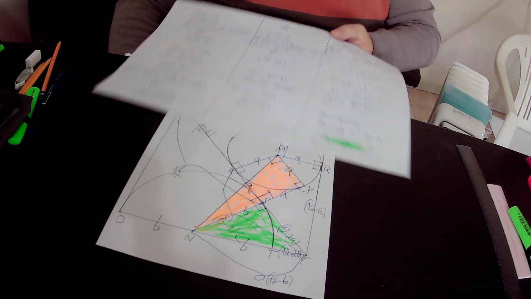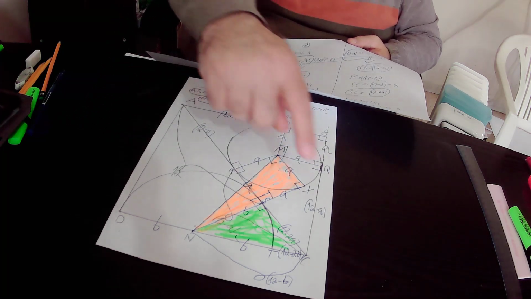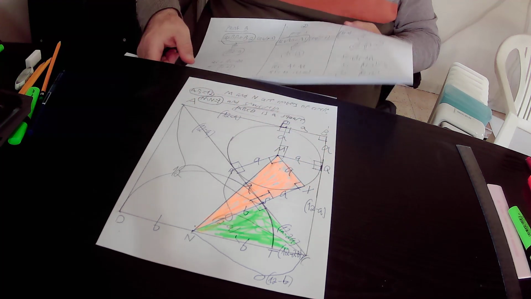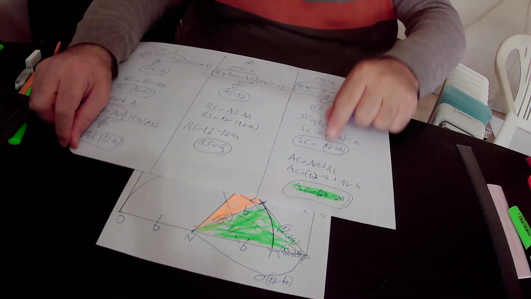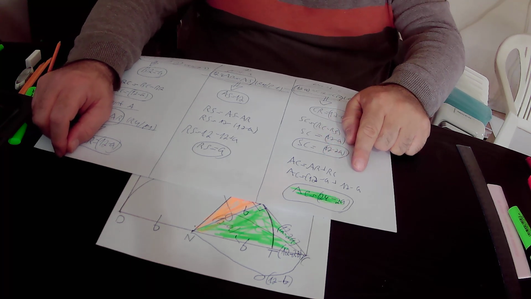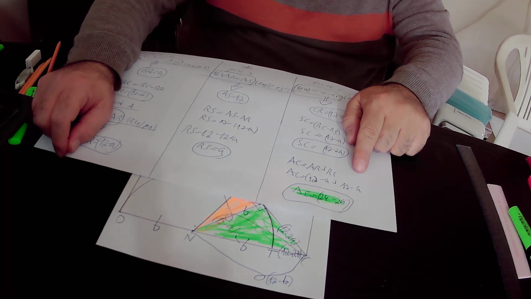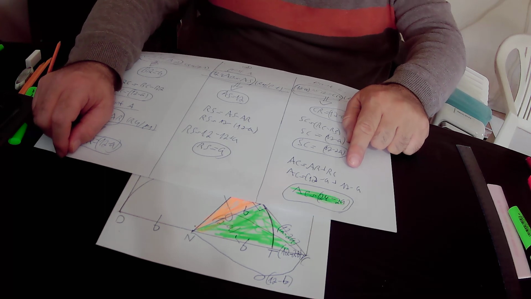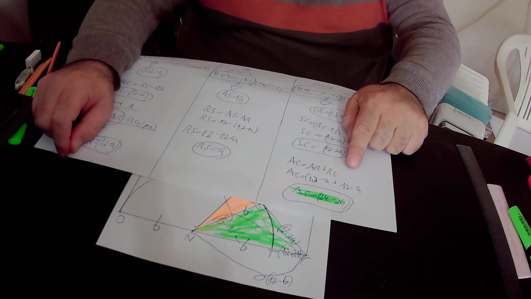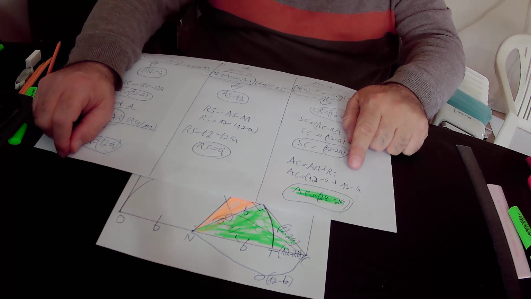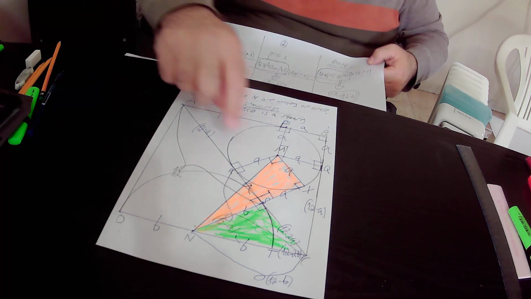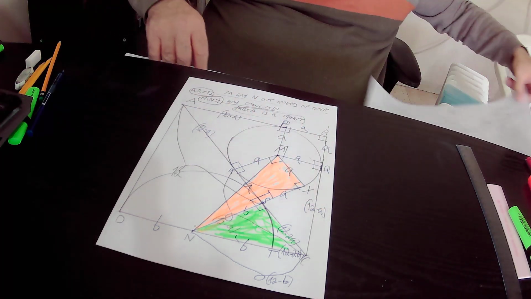And what is the length of diagonal AC? Diagonal AC equals AR plus RC. But we already found out that AR equals 12 minus A, and RC is also equal to 12 minus A. So in conclusion, AC equals 12 plus 12, that is 24, minus A plus minus A, which is minus 2A. So AC equals 24 minus 2A. The diagonal AC equals 24 minus 2A.